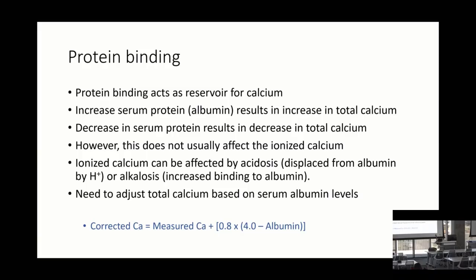Increased serum protein, so when you have increased albumin, can result in increased total calcium. Okay, because if there's a whole lot more binding sites, you're going to have a whole lot more calcium. However, what really matters is the free ionized calcium. So it's often important, at the bottom there's a formula that says corrected calcium. Whenever you have albumin that is either too high or too low, you can use this formula to adjust it so that you can get the actual calcium.